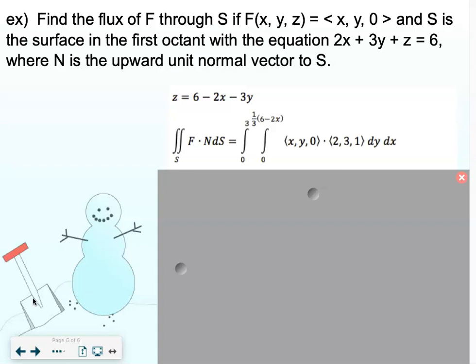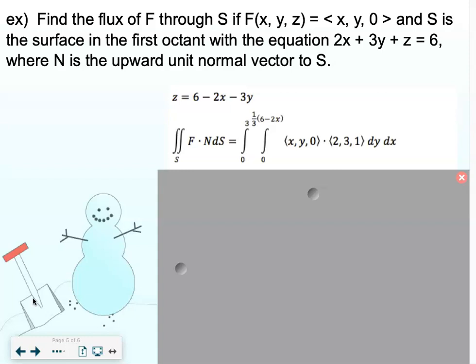Okay, F is xy0. The nice thing is 0 is 0. You don't have any z's that you have to replace, right? So you just stay with xy0. Then if you solve for z, negative partial x is 2, negative partial y is 3, and then your z component is 1.